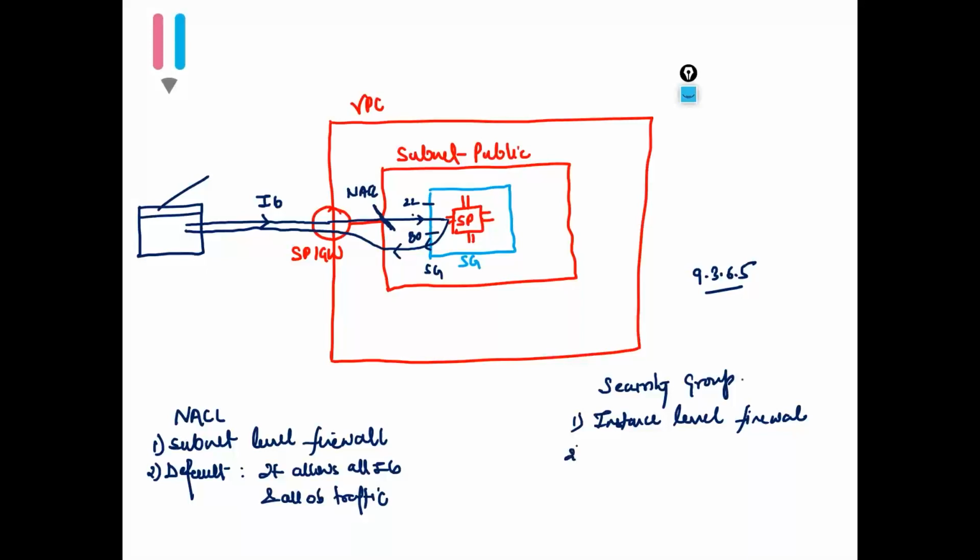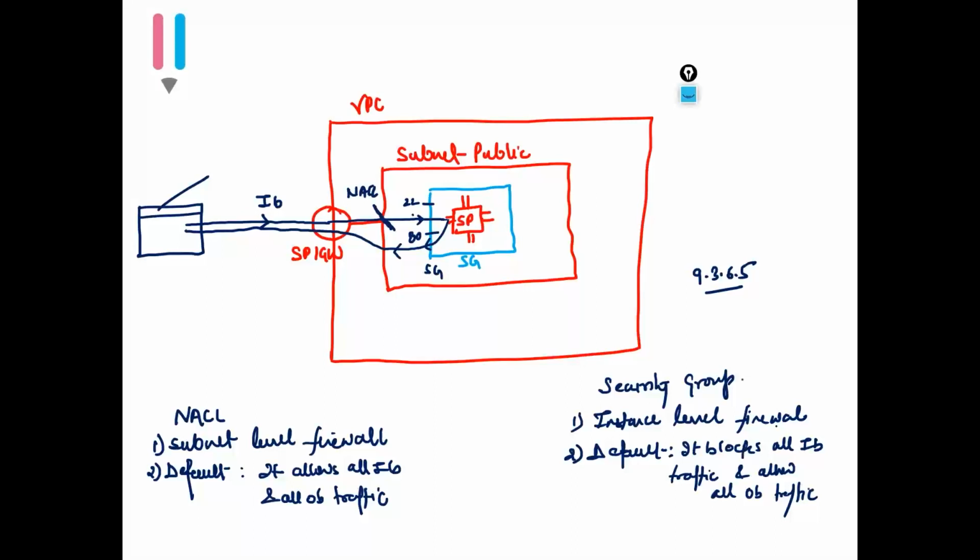But the default nature of a security group is that it blocks all inbound traffic and allows all outbound traffic. Very important. Allow all outbound traffic. Very important. So if I go to a security group, it does not allow anything by default. You have to specify which ports are open. So it blocks all inbound traffic, but allows all outbound traffic.